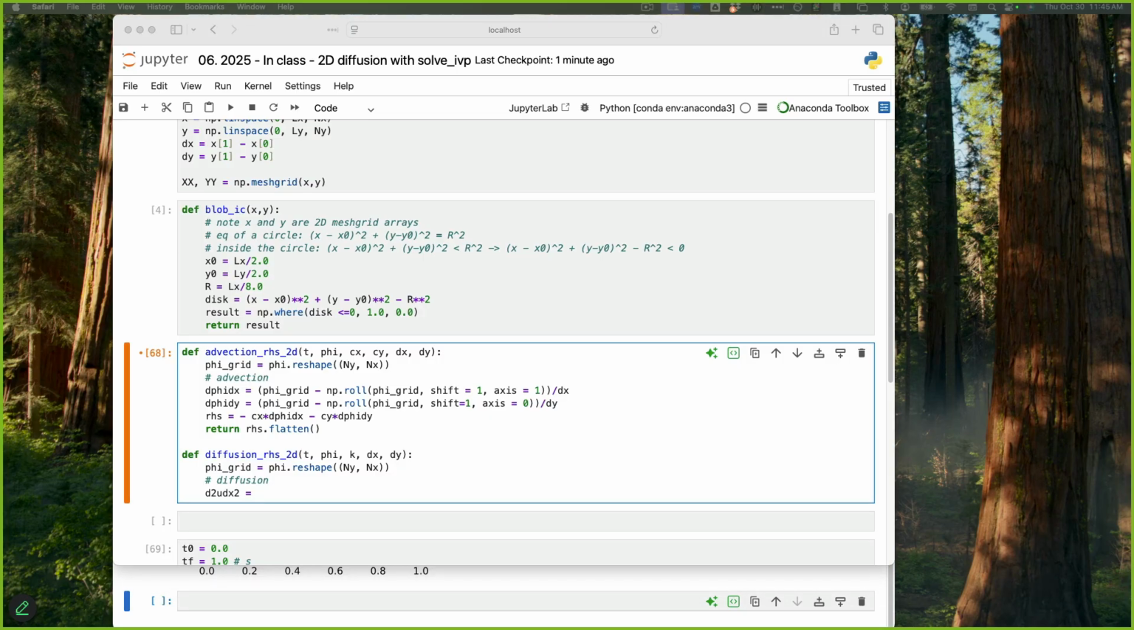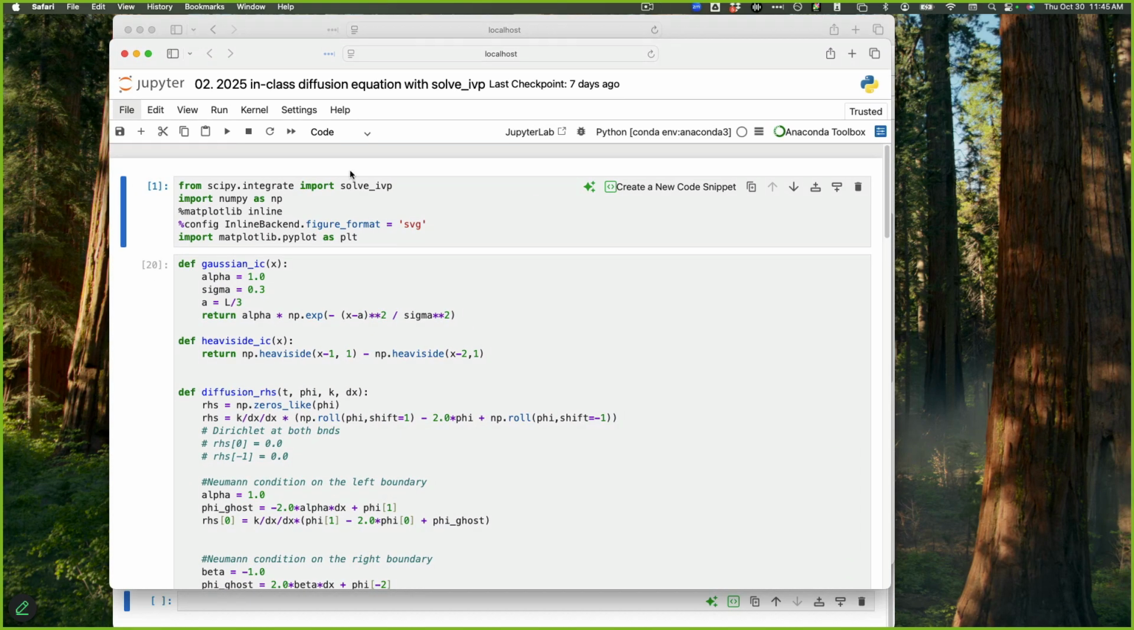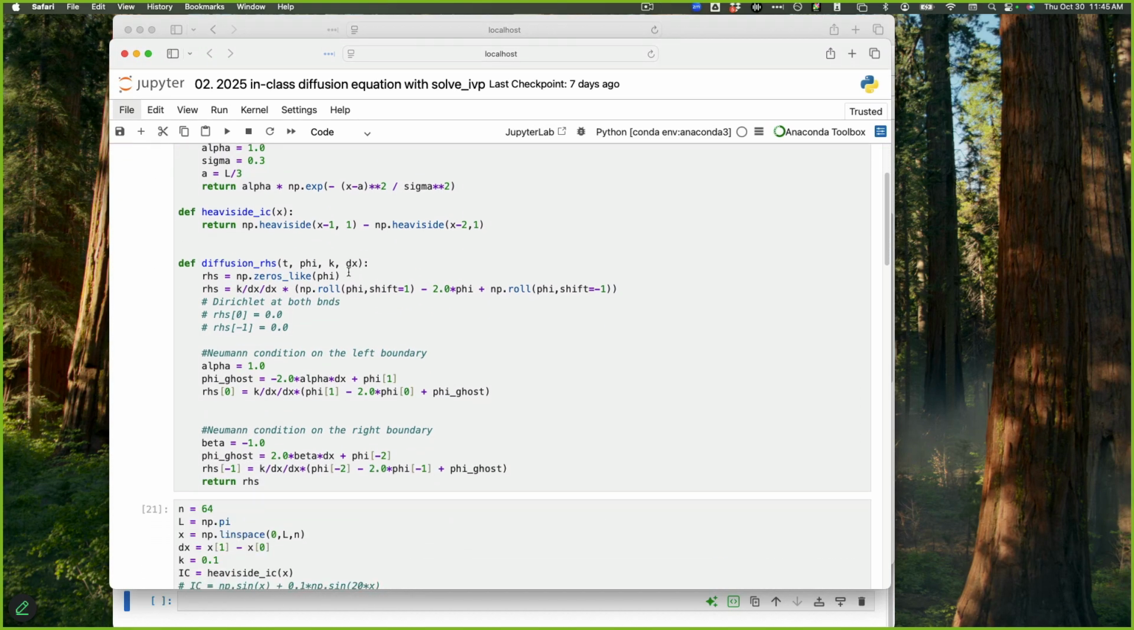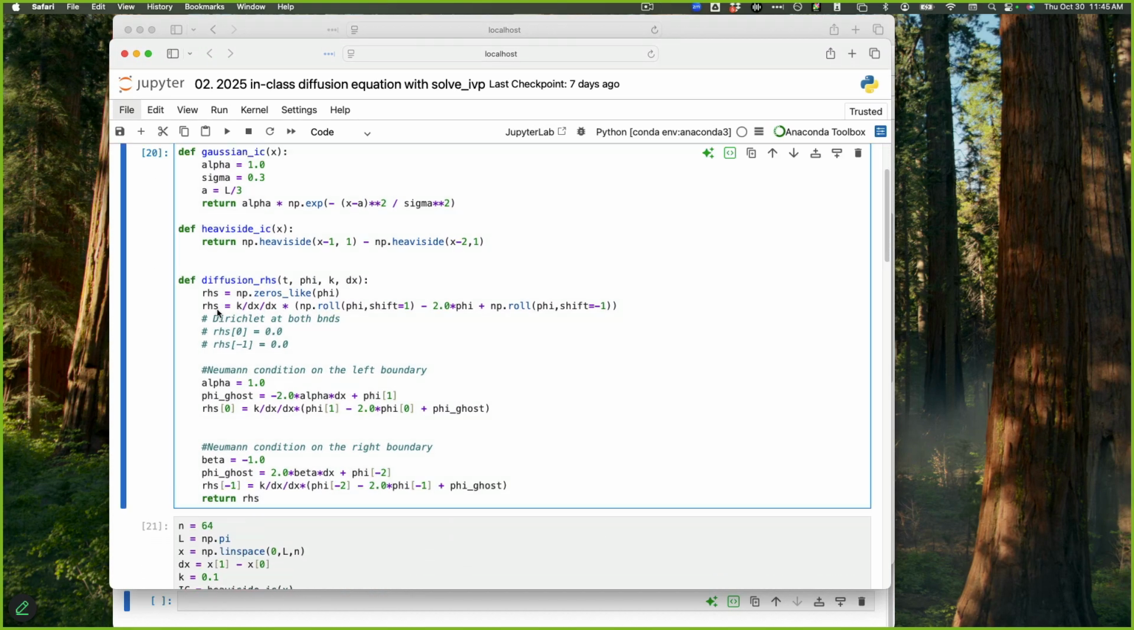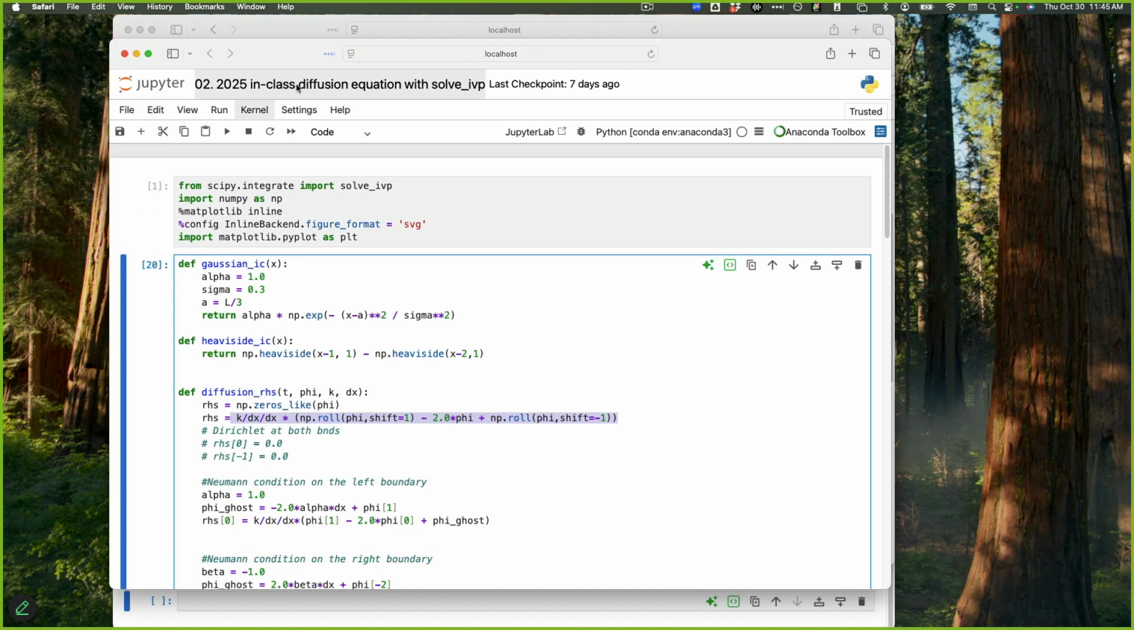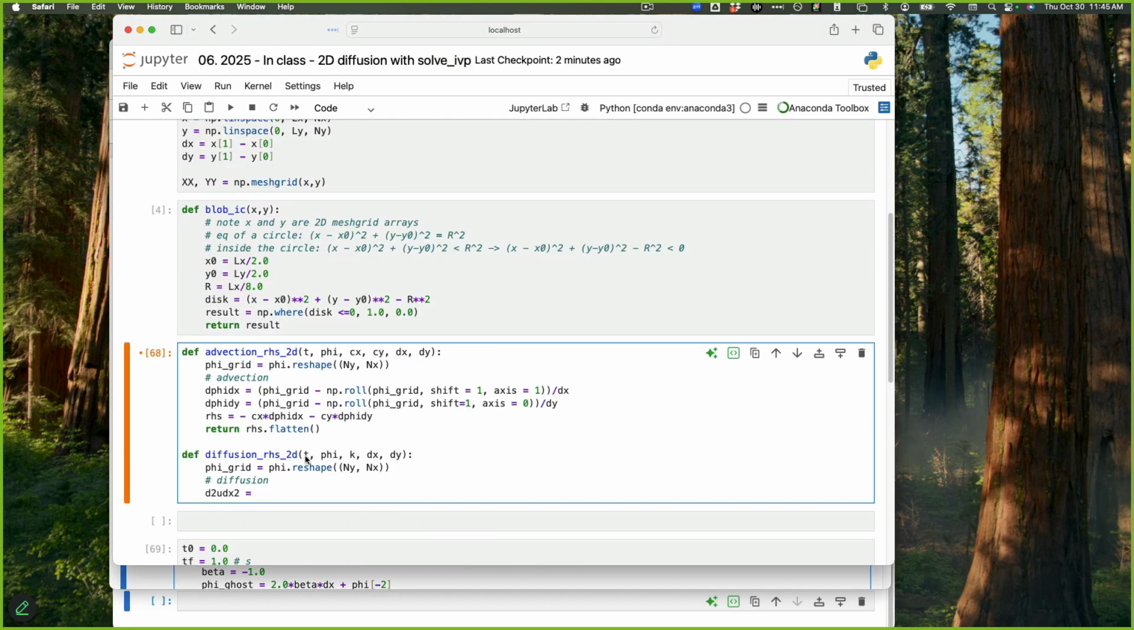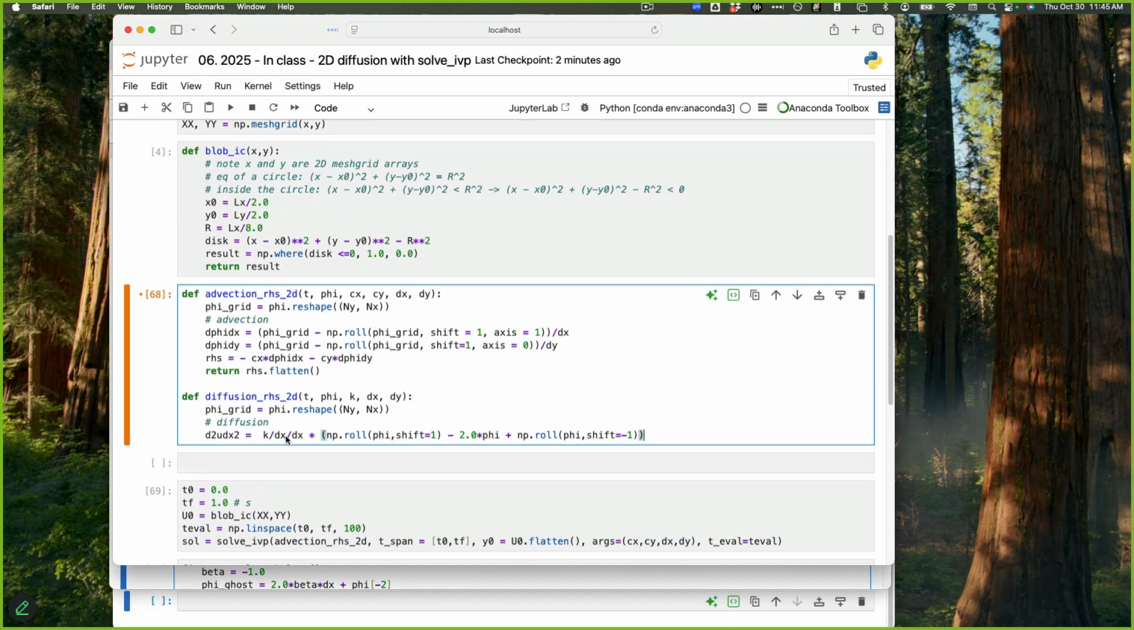In class diffusion equation. So this is the example we did last week with 1D diffusion. I'm going to copy the answer from it. This is what we did, right? So we had this guy, agreed, for the diffusion in 1D. So I'm going to take this and I'm going to put it here. I'm going to say this is K over delta X squared.